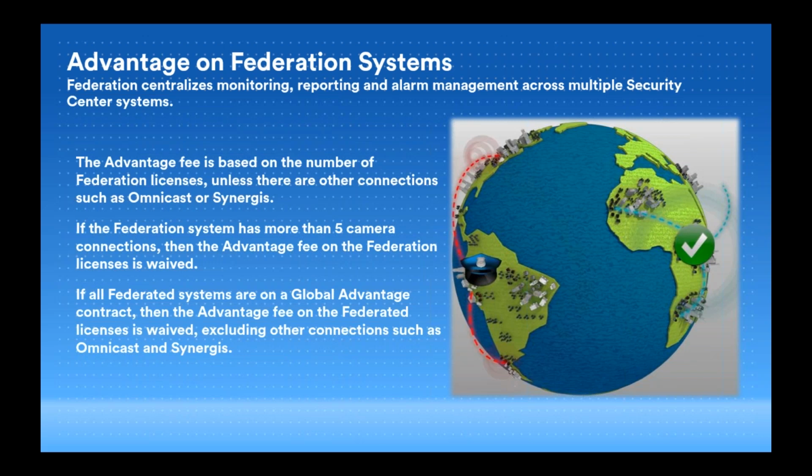The Advantage fee is based on the number of Federation licenses, unless there are other connections such as Omnicast or Synergis. If the Federation system has more than 5 camera connections, then the Advantage fee on the Federation licenses is waived. And then we're taking into consideration the Advantage on the camera connections at that point. So if all federated systems are on a global Advantage contract, then the Advantage fee on the Federation or federated licenses is waived, excluding, of course, what we just mentioned, the Omnicast or Synergis.